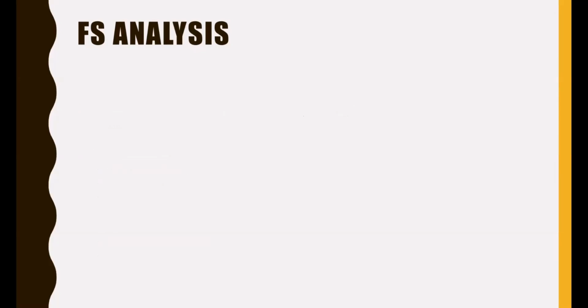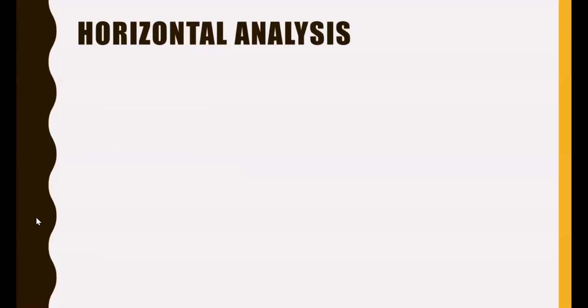So the following are the techniques that can be used in analyzing financial statements. So we have horizontal analysis, vertical analysis, and lastly, ratio analysis. So we're going to discuss them one by one. So first, horizontal analysis. Horizontal analysis refers to analysis of financial statements from one accounting period to another. Here, an item is compared to itself across different periods of time.